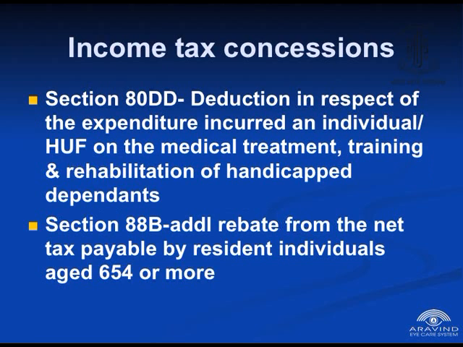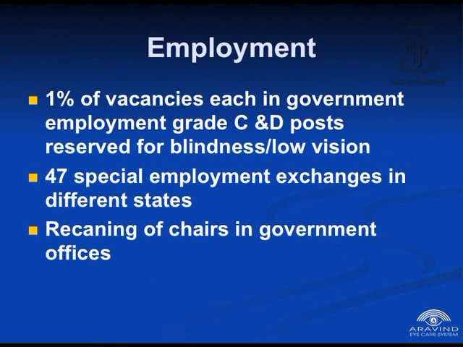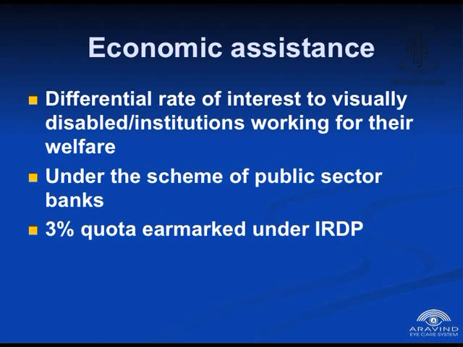Income tax concessions: Section 80D gives a deduction in respect of expenditure incurred by an individual on the medical treatment, training and rehabilitation of handicapped dependents. There's a beautiful article in the IJO where Mrs. Jose has given all the social benefits for visual impairment and put more stress on glaucoma. Employment: 1% vacancies each in government employment, grade C and D posts, are reserved for blindness and low vision. There are 47 special employment exchanges in different states, and recaning of chairs in government offices, they say, should be done by visually impaired people, provided there is enough work for them.